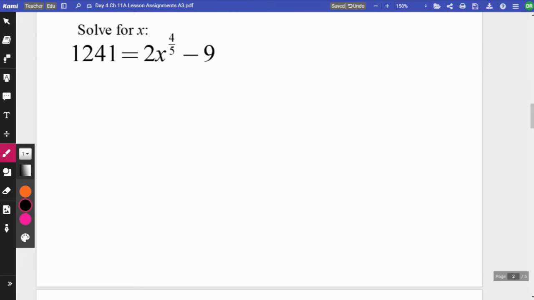So this is fun. We can solve an equation for x, or a variable, that has a fraction exponent. And it's not overly difficult. However, we do have a little prep work. We need to get x by itself. So this is basic solving to begin. We want to get 9 out of there first. So we have the opposite. We have 1250 equals 2x to the 4/5.